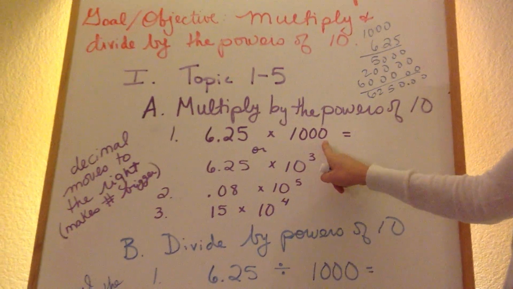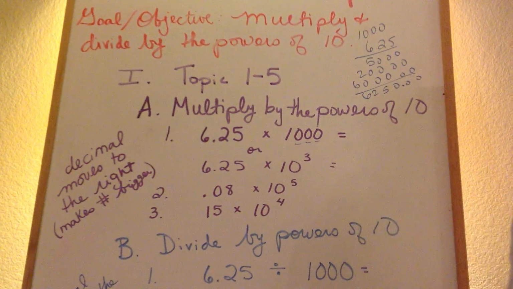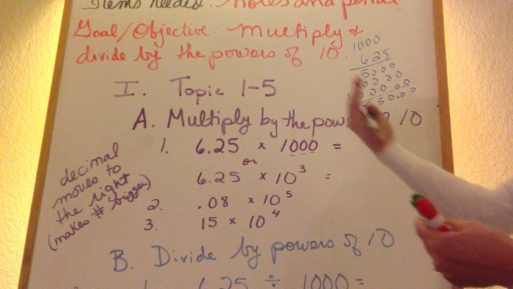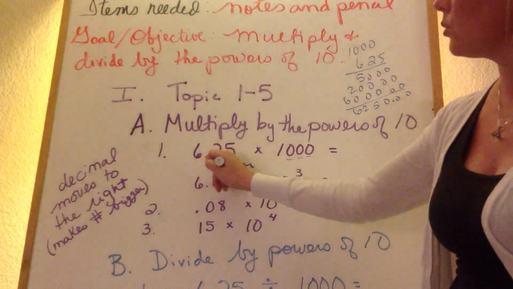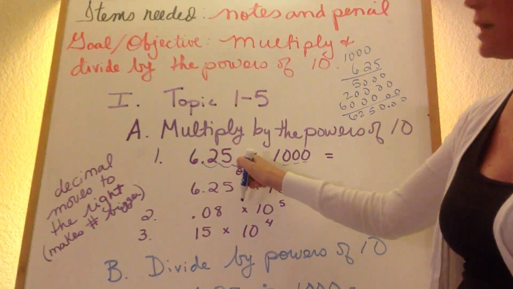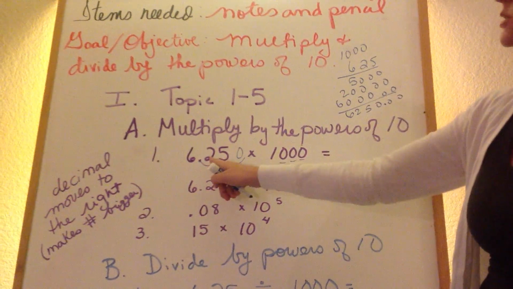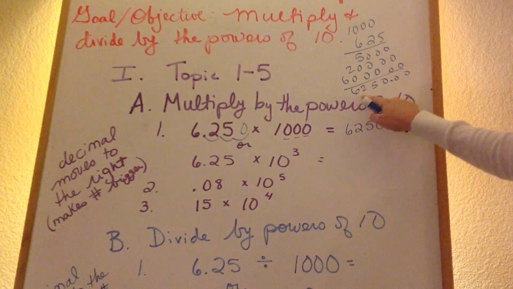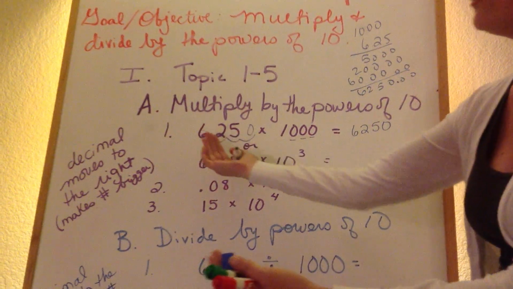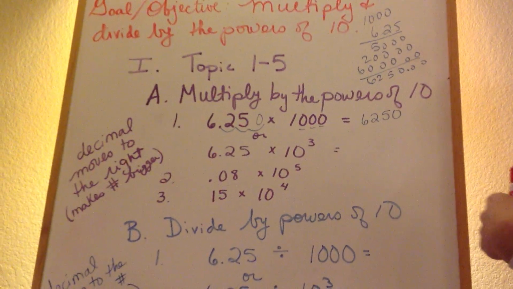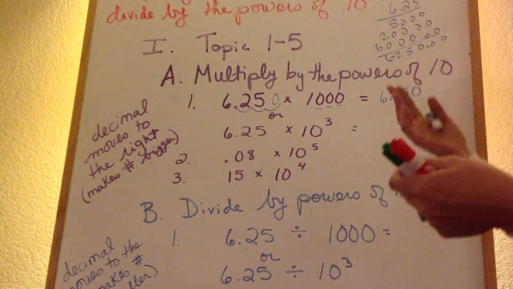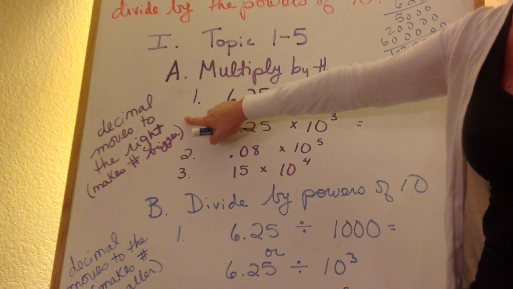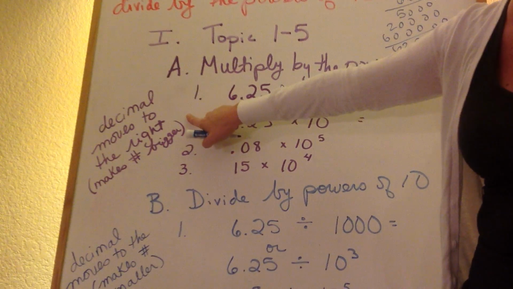I count how many zeros there are. There's 1, 2, 3 zeros. And that tells me when I multiply, I'm going to move my decimal to the right 1, 2, 3 places. And in this empty spot, I'll put a 0. So 6 and 25 hundredths times 1,000 would be 6,250, which is the same answer I got up here. When you multiply, you always move your numbers to the right. When you multiply by positive powers of 10, we're always going to move to the right because when you move the decimal to the right, it makes the number bigger. And when we multiply, our numbers get bigger.